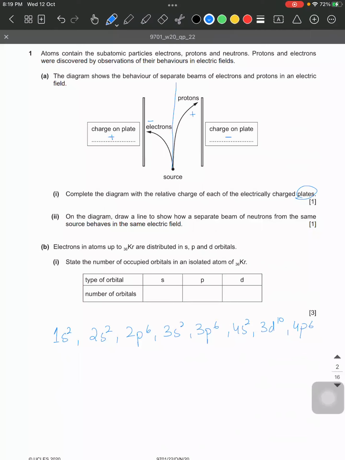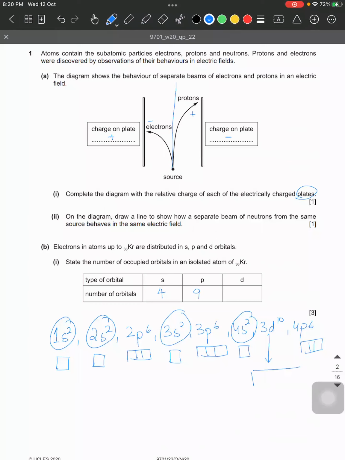This is the overall electronic configuration of krypton 36. You can see how many s orbitals are there: 1, 2, 3, and 4. We know that s only has 1 orbital, so we have a total of 4 orbitals of s. If you talk about p, each p subshell contains 3 orbitals, so it has 1, 2, 3, 1, 2, 3, and 1, 2, 3. So in total we have 9 orbitals. For d, we just have 3d over here, and each d subshell has 5 orbitals. So it is 5. Is that right, Bacho?